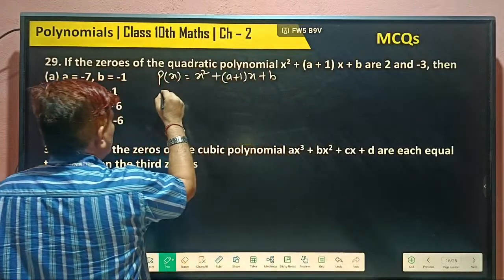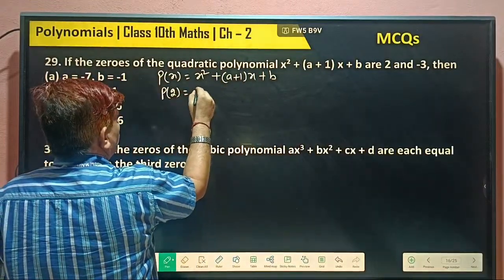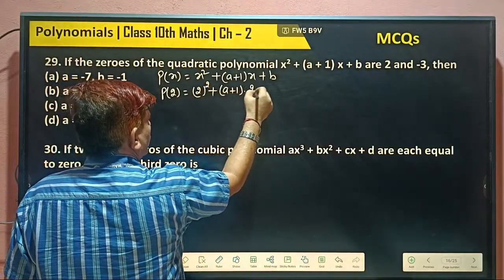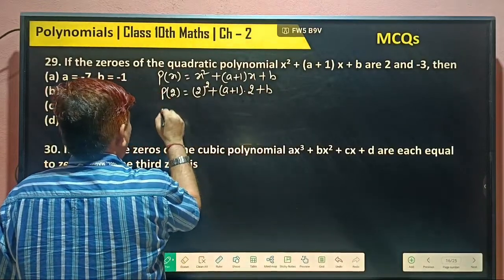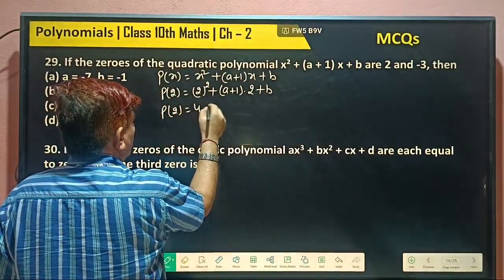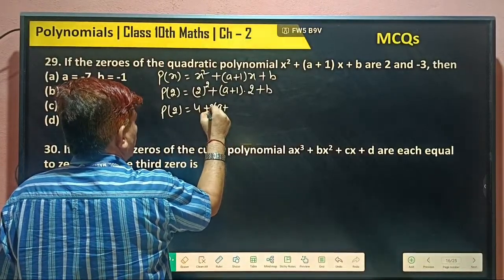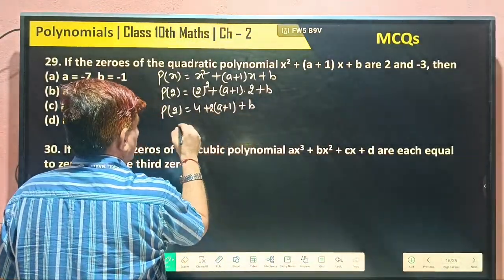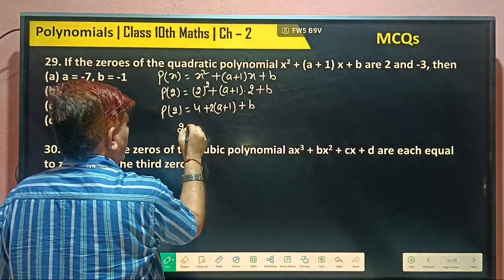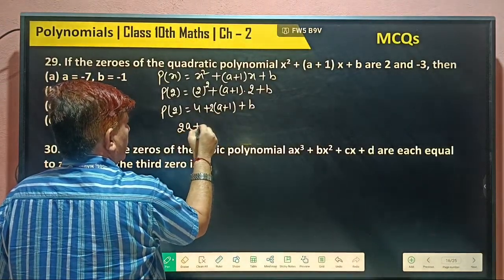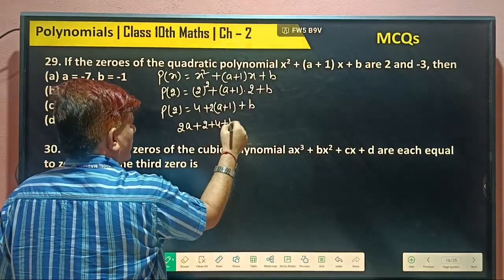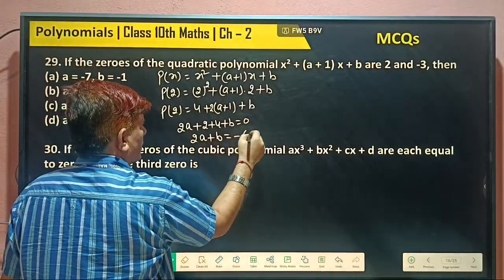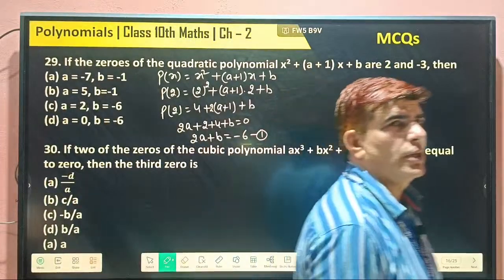2 is a zero, so we can put 2 here. So 2 square plus (a plus 1) into 2 plus b. Understood? So p of 2 is equal to 4 plus 2a plus 2 plus b. This equals 0 since it is a zero. So 2a plus b plus 6 equals 0. So we can write 2a plus b is equal to minus 6. This is equation number 1.